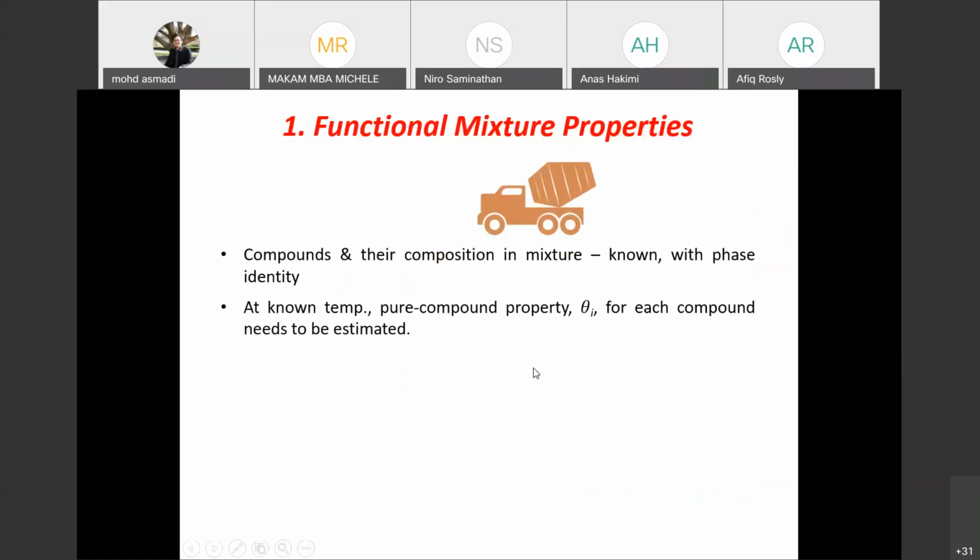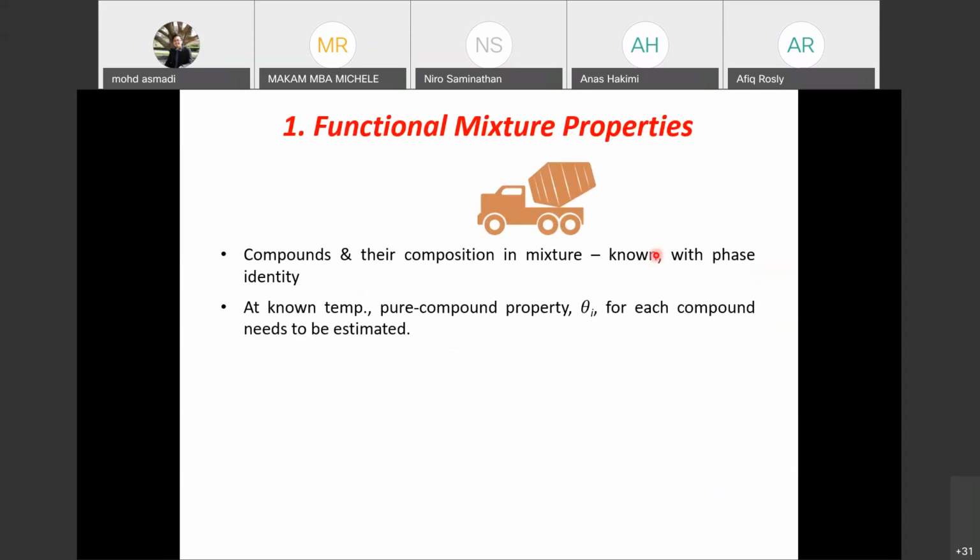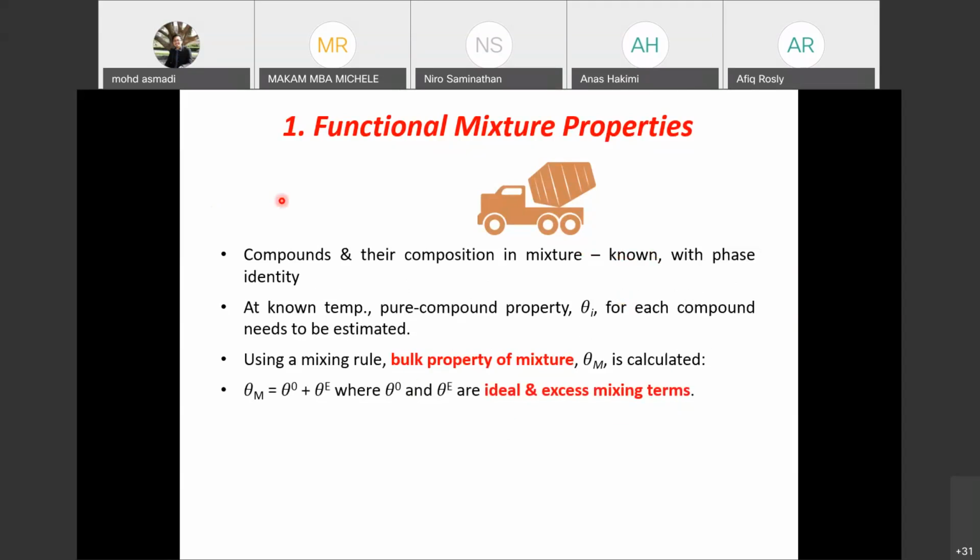Okay. So for the functional mixture properties, the compounds and the composition in the mixture are unknown, together with the phase identity. Then, with the pure compound properties at a given temperature, theta i, where i is for that particular component, we need to estimate for each compound. And then by using a mixing rule, we get the bulk properties of the mixture, theta M, where M is for the mixture. So theta M is equal to theta ideal plus theta E.